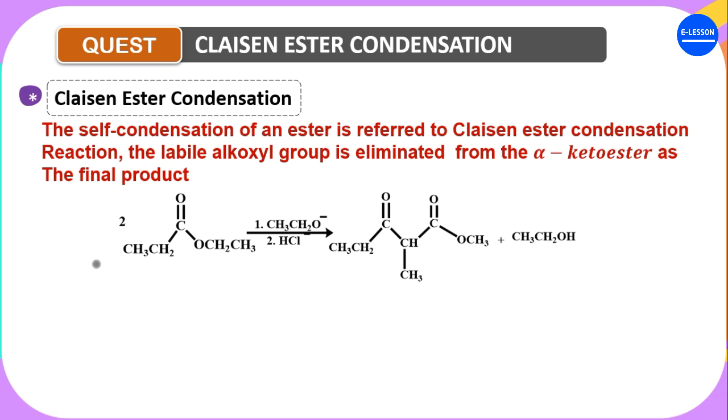The labile alkoxyl group is eliminated from the alpha ketoester as the final product. Now, this may seem like Japanese to you. I will try as much as possible to explain it in the simplest terms possible so that everyone will be able to comprehend what the reaction is all about.